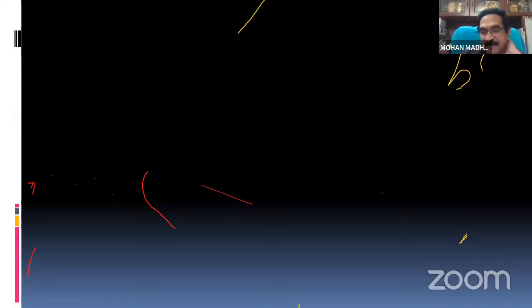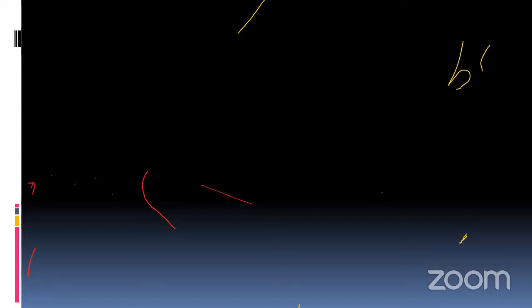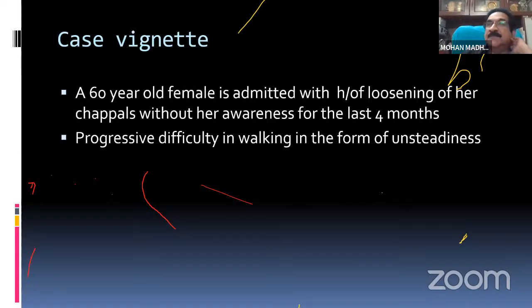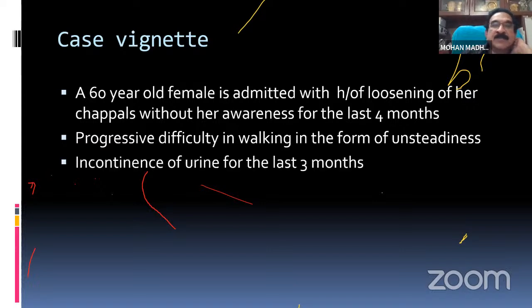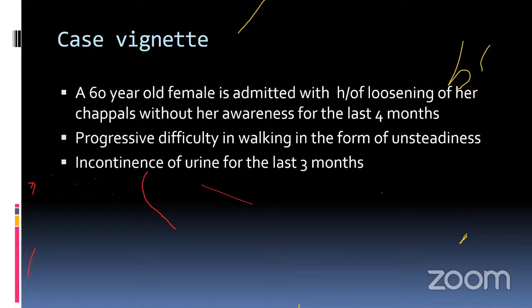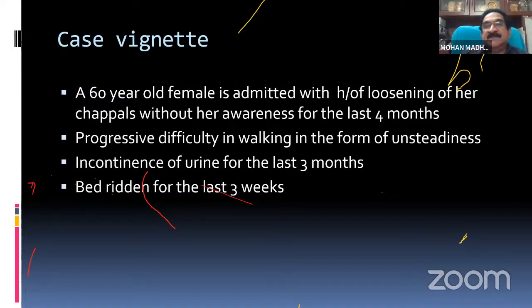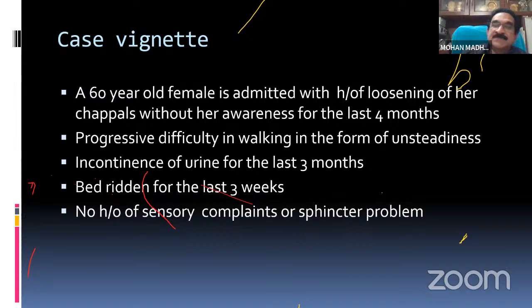Shall I go to the next case? Yes, sir. Okay. Now, a 60-year-old female is admitted with history of loosening of objects without awareness for the last 4 months. Progressive difficulty in walking in the form of unsteadiness, incontinence of urine for the last 3 months. And she's now bedridden for the last 3 weeks. So totally in 4 months she became bedridden. No history of sensory complaints or sphincter problems.